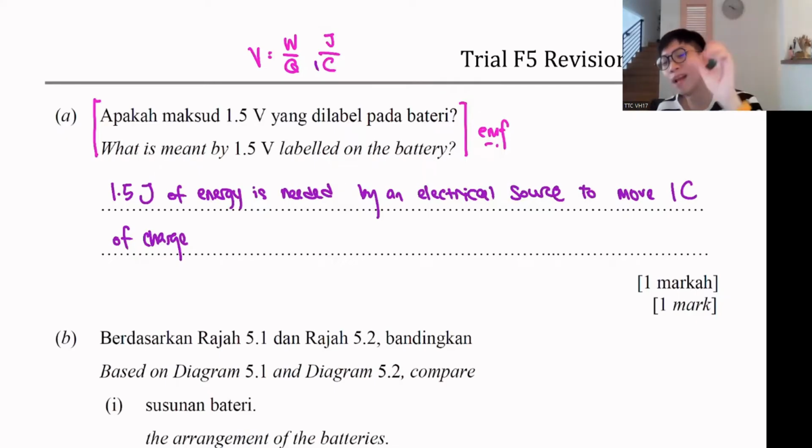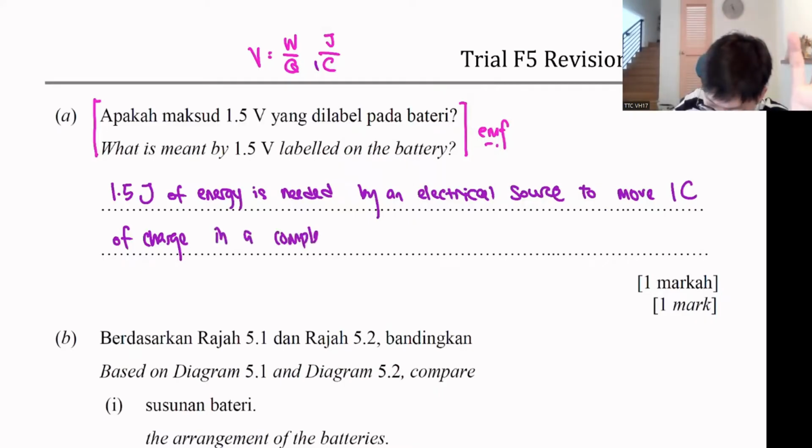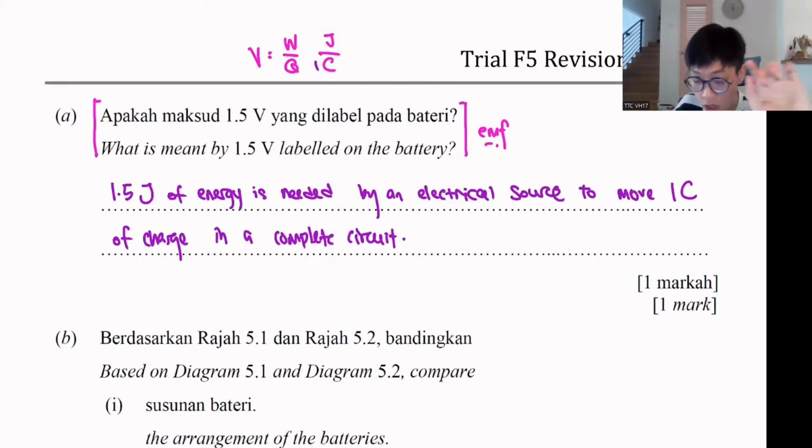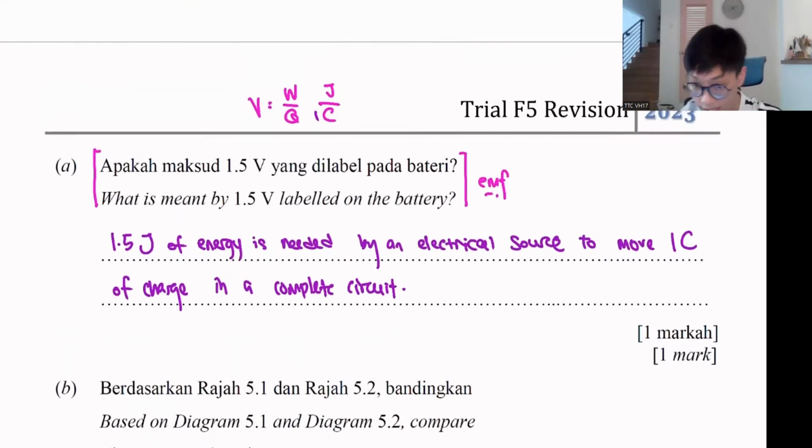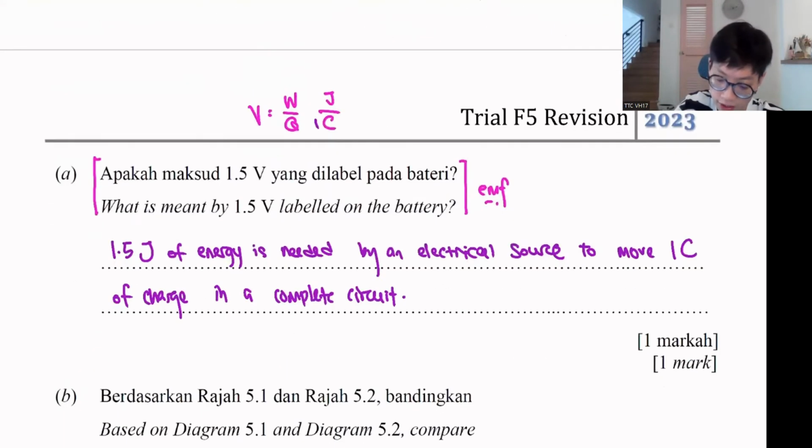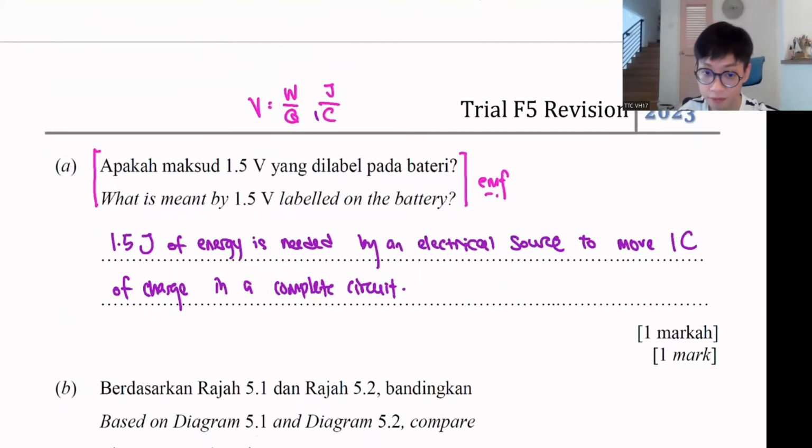Okay, then there's still one more at the back. If it's potential difference, then it's very simple. But now you must say in a complete circuit. So this one is important. Why is it important? Because complete circuit means that it is the total EMF. EMF includes the outside and the inside of your battery. So that's the idea of it.